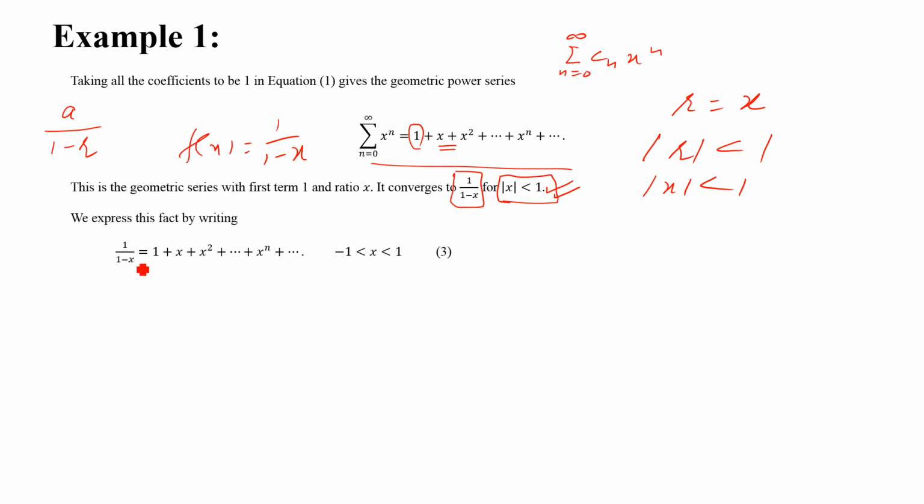So here we go. Since this series is convergent, it converges to this f(x), so this f(x) is equal to the convergent series. In this case, 1 over 1 minus x is equal to this geometric series, where x lies between minus 1 and 1.